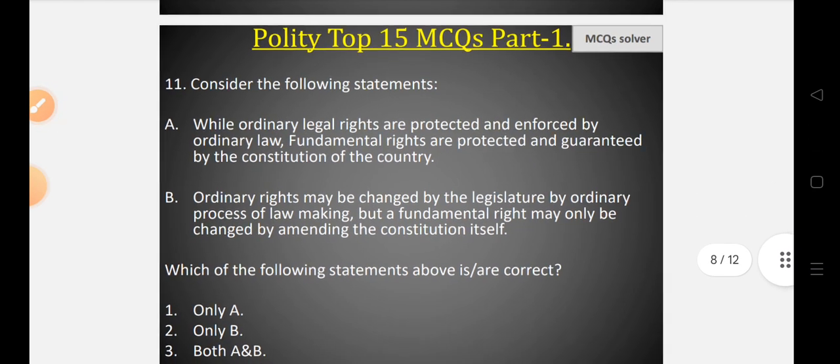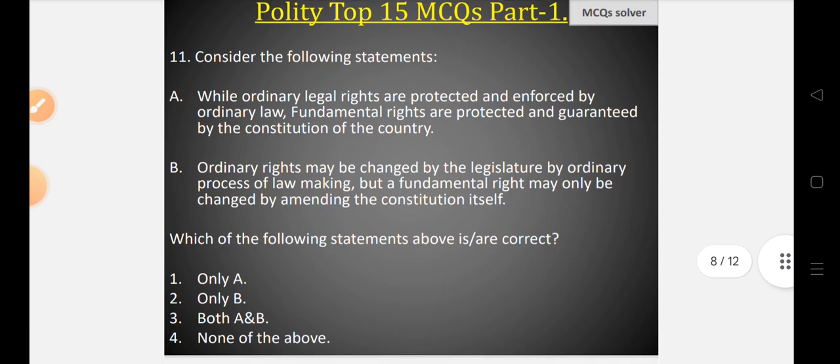Now let's look into question number 11. Consider the following statements. Statement A: while ordinary legal rights are protected and enforced by ordinary law, fundamental rights are protected and guaranteed by the Constitution of the country. Statement B: ordinary rights may be changed by the legislature by ordinary process of lawmaking, but a fundamental right may only be changed by amending the Constitution itself. Which of the following statements above is or are correct?